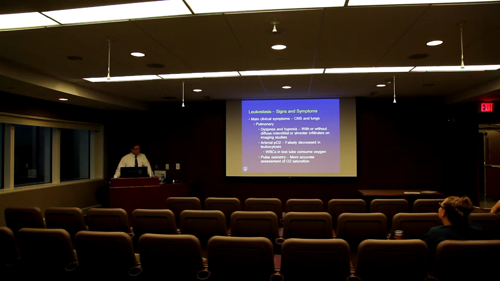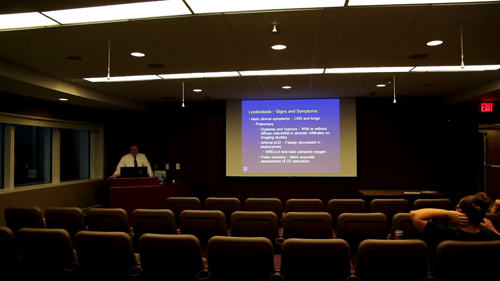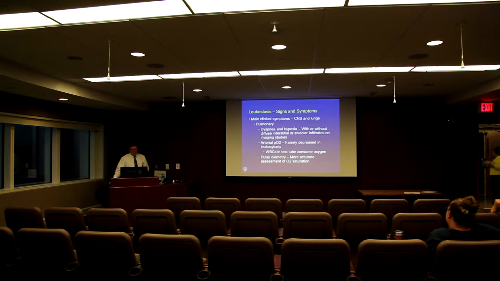So the main clinical symptoms of leukostasis, as we talked about: pulmonary, it's air hunger, that would be dyspnea; hypoxia, lack of oxygen, with or without diffuse interstitial or alveolar infiltrates, if you look on chest x-ray or other imaging studies. You have to remember that if you do blood gases, the arterial PO2 may be falsely decreased in leukocytosis, because when you collect the blood before you actually do the testing, it's outside the body, but lots of white cells sitting in the blood are going to consume oxygen while you're waiting to do the test, so you'll get an artificial lowering of the PO2 in blood gas tests with hyperleukocytosis. When you're evaluating patients with leukostasis, pulse oximetry tends to be a more accurate assessment of O2 saturation.